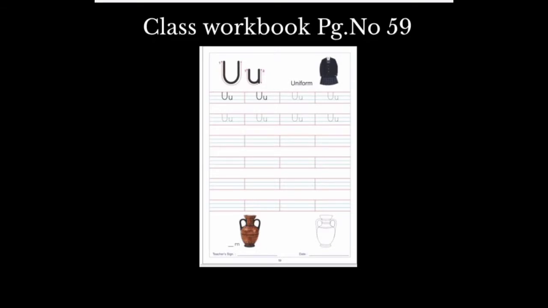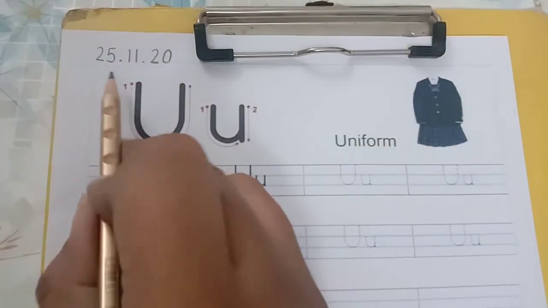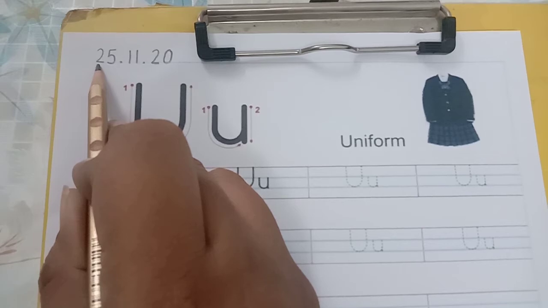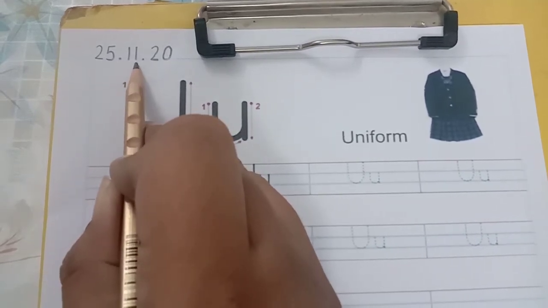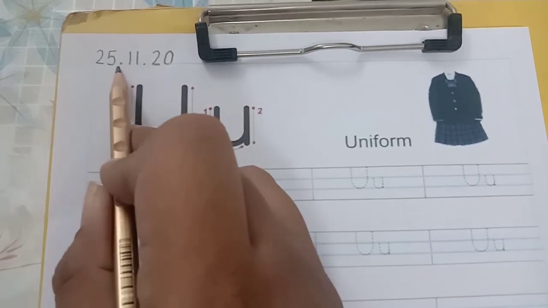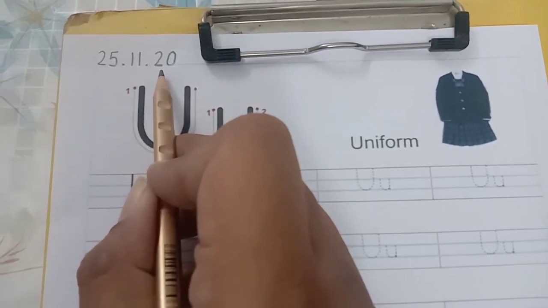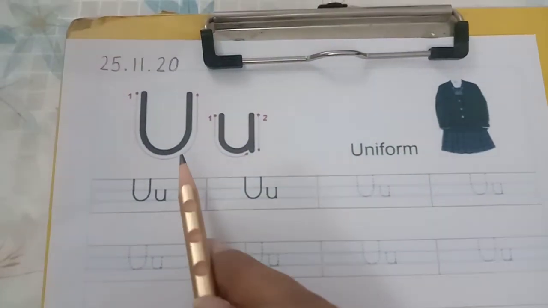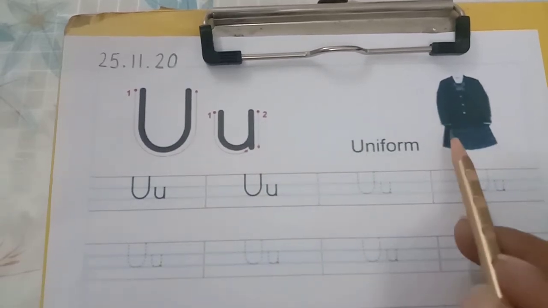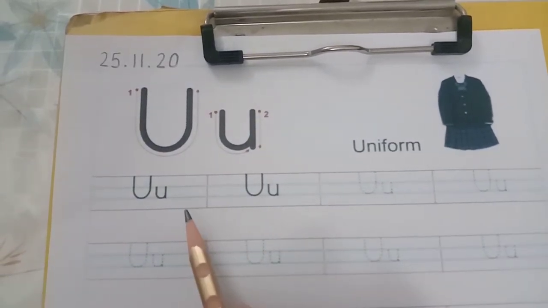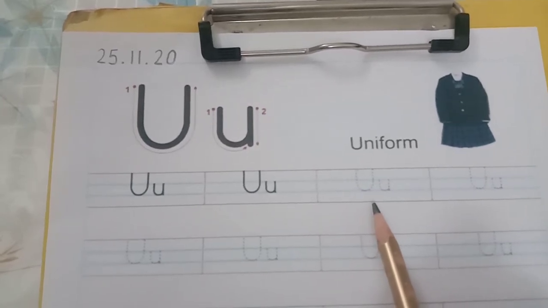Children, now we will learn to write alphabet U in our workbook page. Okay, so let us start. Children, today in English class workbook, we will write alphabet U on page number 59. Here I have written today's date. Today's date is 25.11.2020, 25th of November 2020. Now we will write alphabet U. U for uniform. Okay, first we will trace alphabet U in our workbook page.